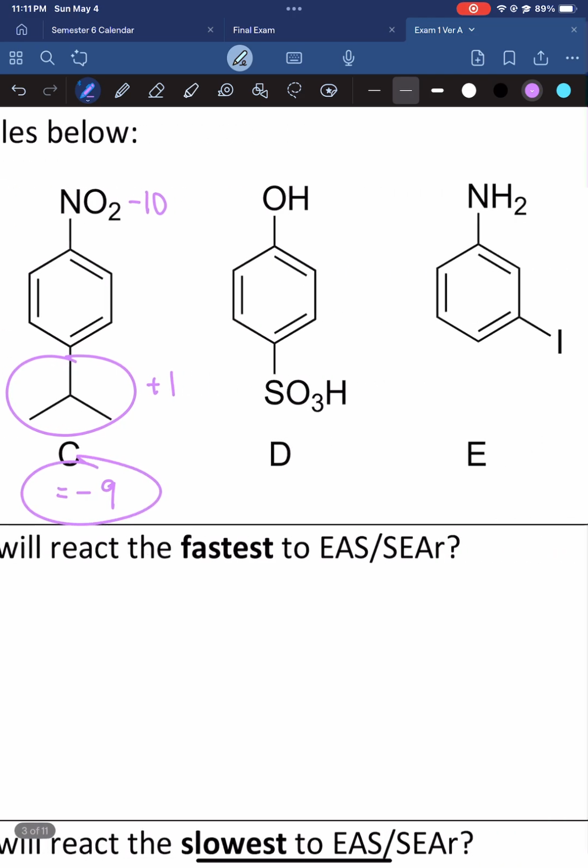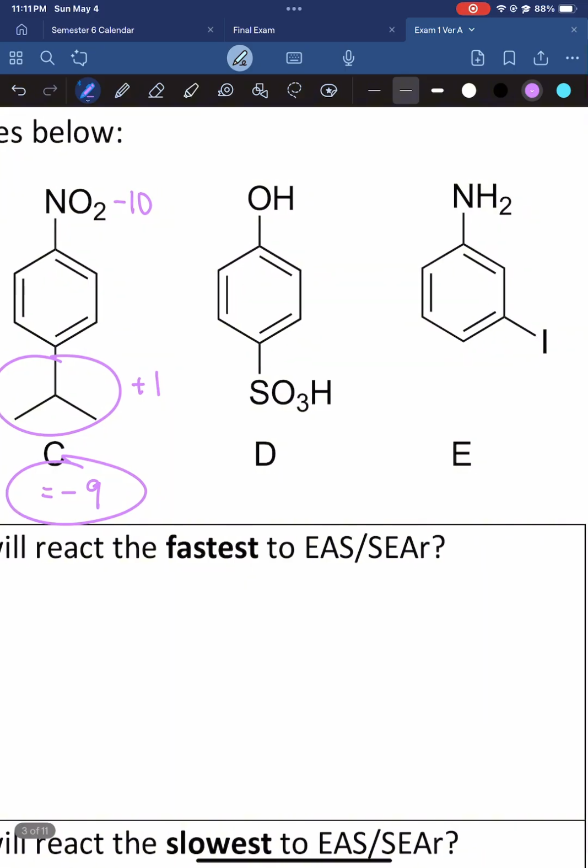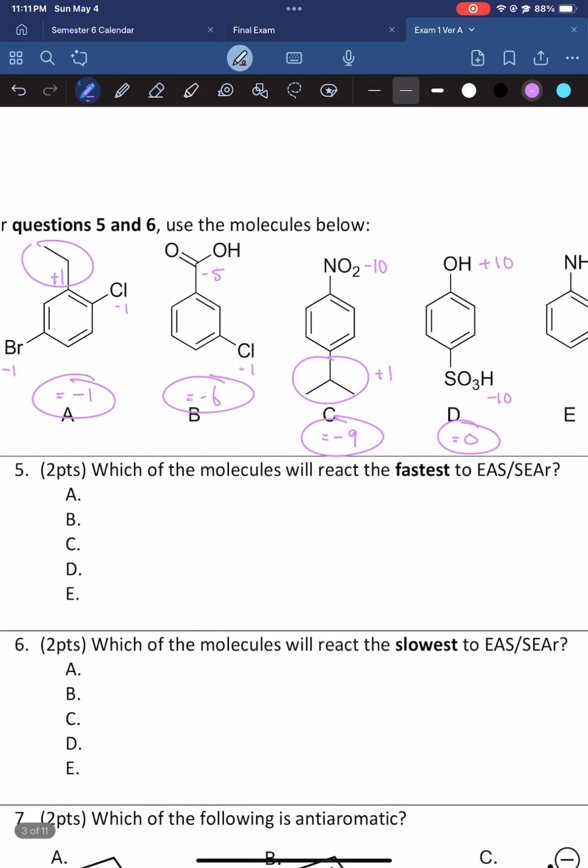Let's look at D here. We have this alcohol group and this sulfonyl group here. We automatically know that this alcohol group is plus 10, and this sulfonyl group here is going to be a minus 10 for a net of 0. So automatically looking here, out of all the 4 that we've done so far, D is actually going to be the fastest, even though it is 0.